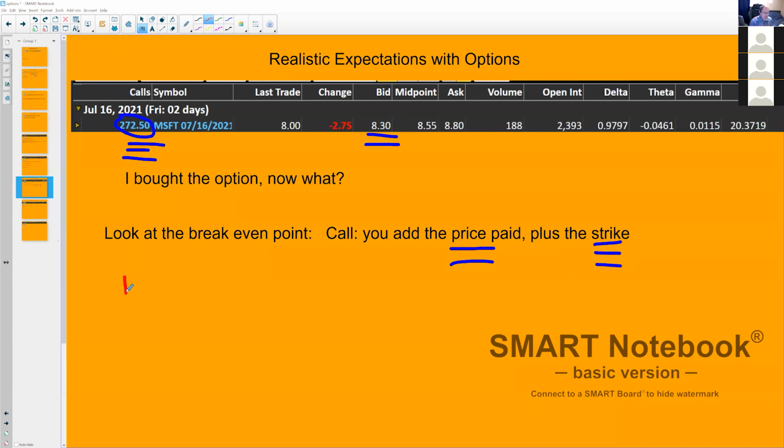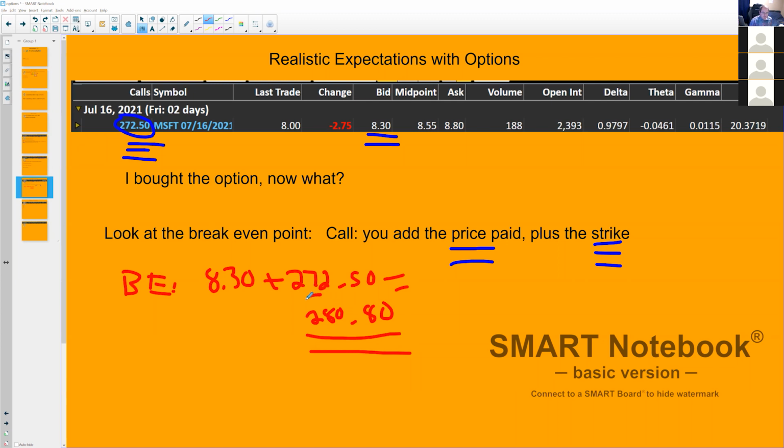So your break even point, I'll just use BE. So just quick math is 830 plus 272.50. So that's what, 280 and 80 cents. So if you were to have bought this call option today, a good rule of thumb is what's the break even point? That's something you want to look for. So again, the break even point, that's if you were to just literally buy it and forget it till the end of the date of what the contract is.